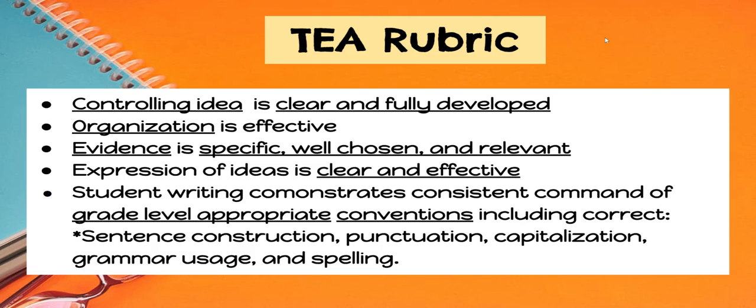If you look closely at the rubric, it basically says that to get a 10, or a 5 doubled, they have to have a controlling idea that is clear and fully developed. They have to have organization that is effective. Evidence is specific, well-chosen, and relevant. Expression of ideas is clear and effective. Student writing demonstrates consistent command of grade-level appropriate conventions, including correct sentence construction, punctuation, capitalization, grammar usage, and spelling.